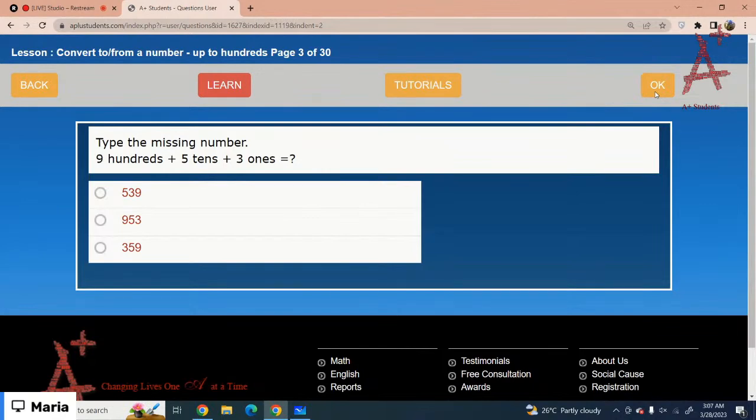Type the missing number. 9 hundreds, 5 tens and 3 ones. Which is the correct option? When you add them together, they make which number? 9 is at the hundreds position, 5 is at the tens position, and 3 is at the ones position. So when you write them together, they make 953. Got it? Option number 2 is the correct option. Very good. Basically, the hundreds and tens and ones tell you the place value of these digits. Got it? It would be 953.